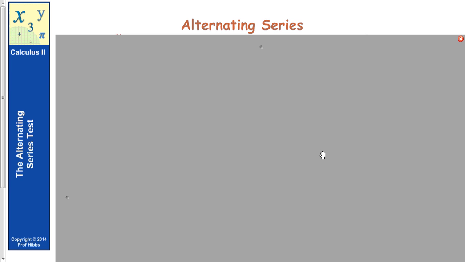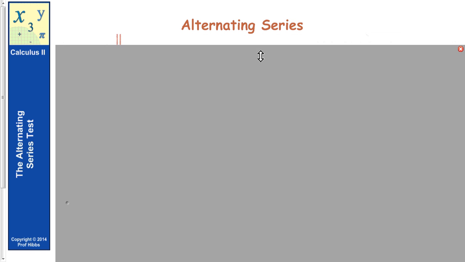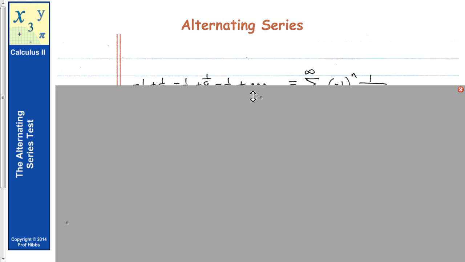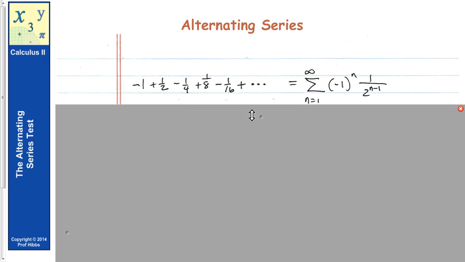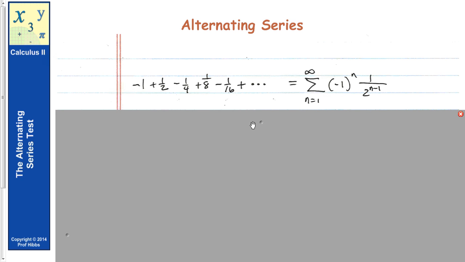As you can see here, we're going to talk about alternating series and particularly how we can determine whether an alternating series converges. It's called the alternating series test. But first we need to understand what an alternating series is, and it's simply a series whose sum has alternating signs, plus and minus.